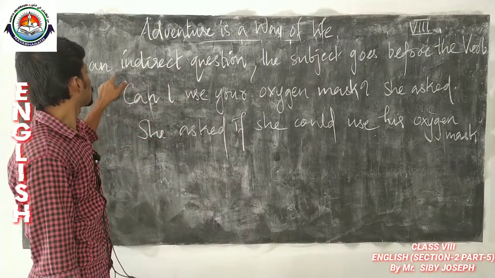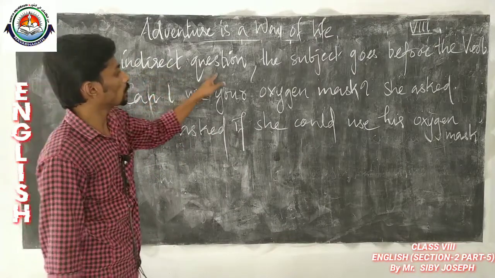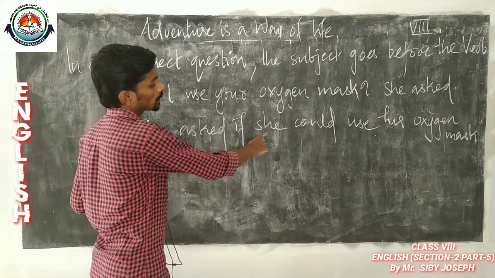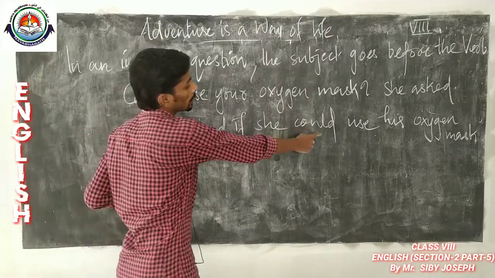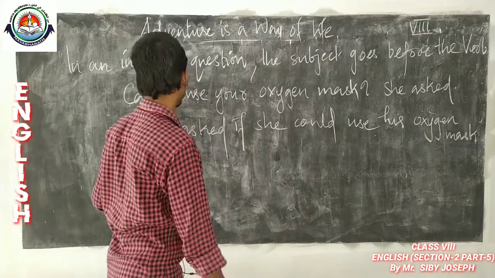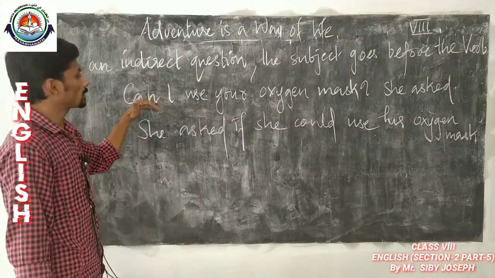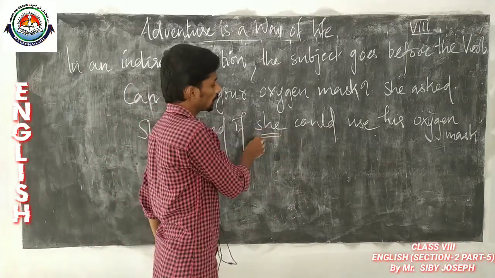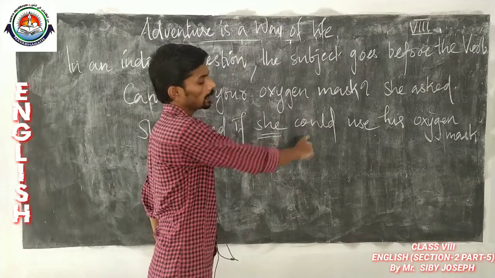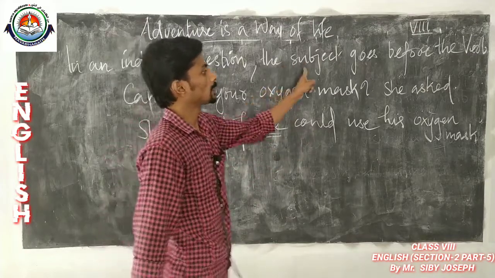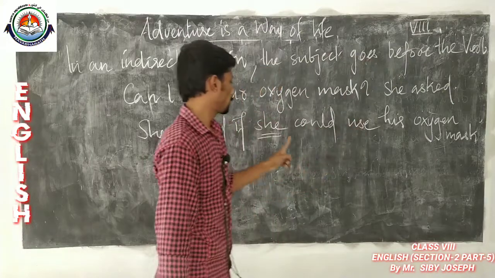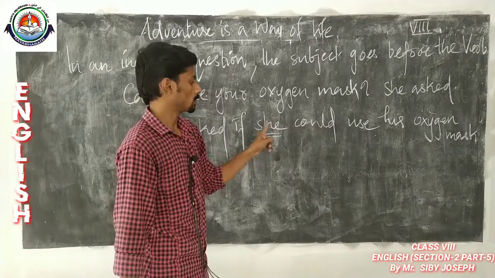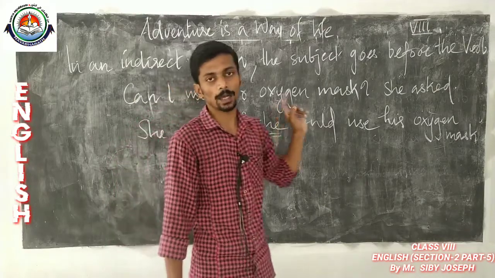That is what is said here: in an indirect question the subject goes before the verb. Here the subject is always preceding the verb. She could. So "can I" becomes "she could". So here the subject is preceded by "could". That is what it is said, that the subject goes before the verb. Okay.